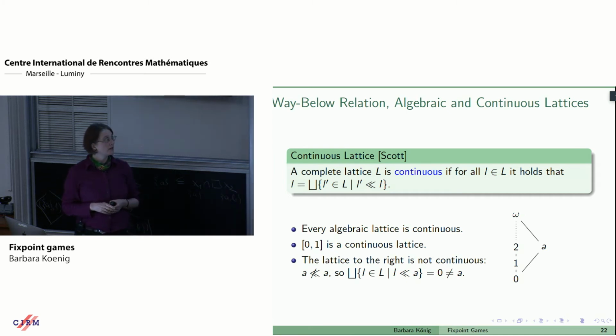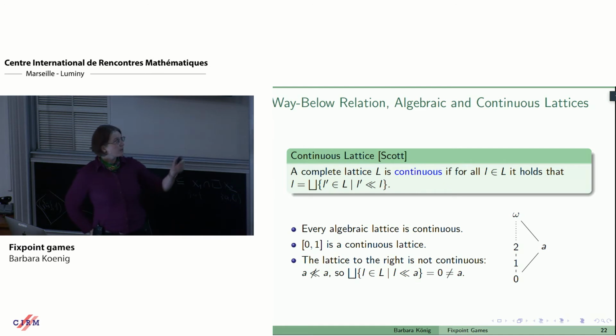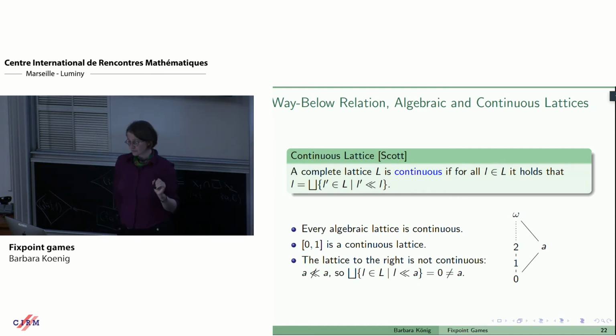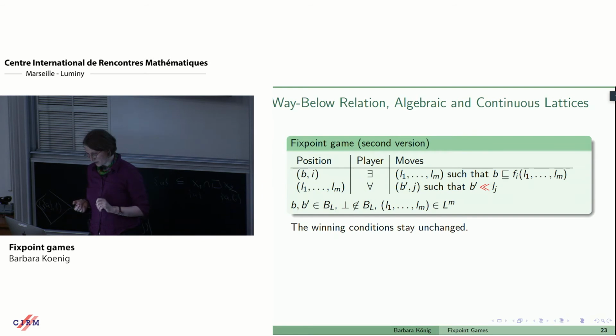And here is a lattice that is not continuous. Why is it not continuous? The point is mainly that A is not way below itself. Why? Because you can cover A with this chain, the chain of the natural numbers, not including omega, whose supremum is A. But A is not below any of these. So this is a non-continuous lattice. But you really have to look a bit for non-continuous lattices.